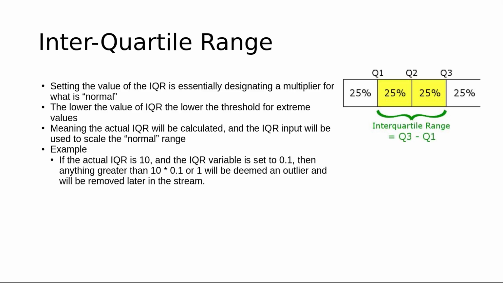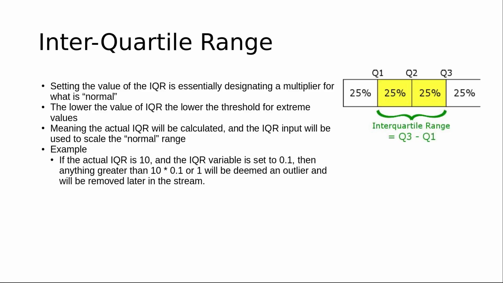So the Inter-Quartile Range is basically this little image here on the right. It's the cutoff for Q3 minus the cutoff for Q1. What you're assuming is, okay, I'm interested in what the middle 50% of my data is, and what you're going to put in as the IQR variable is an adjuster to that. So for this example at the bottom, if your actual data's IQR is 10 and you put into the variable 0.1, anything greater than 10 times that 0.1, which would be 1, will be deemed an outlier. So you're basically controlling where you're going to assume outliers to be.